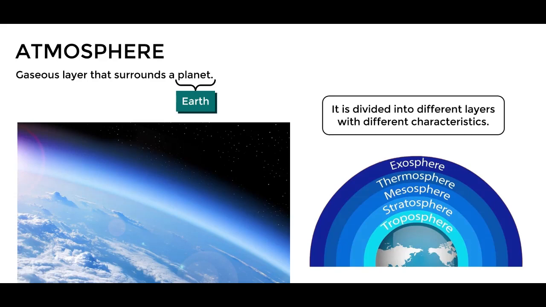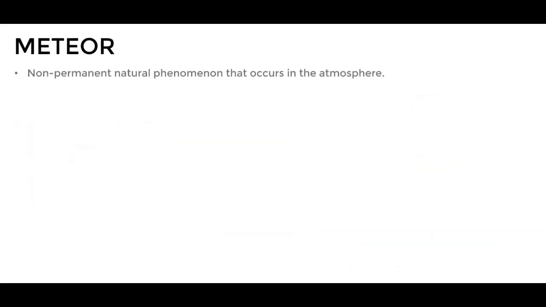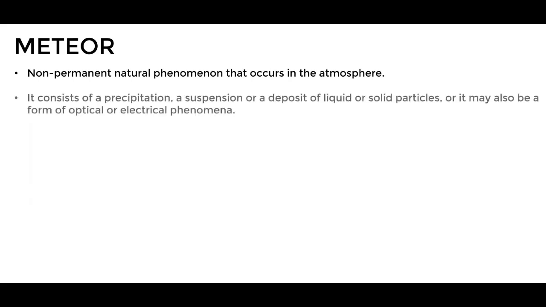Let's go back to the general concept of meteorology. This term comes from meteor, which is defined as a non-permanent natural phenomenon that occurs in the atmosphere, and it may consist of either a precipitation, a suspension, or a deposit of liquid or solid particles, or in some cases, it may also be a form of optical or electrical phenomena.